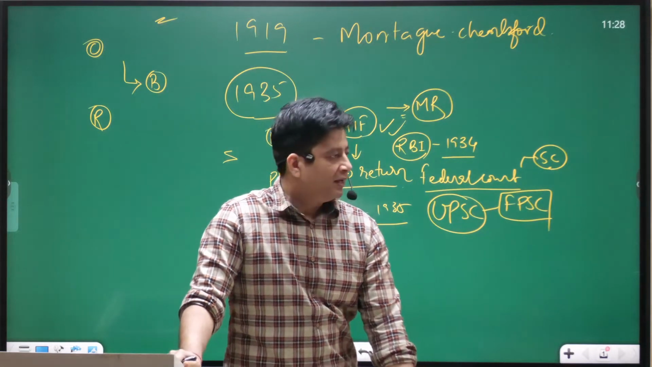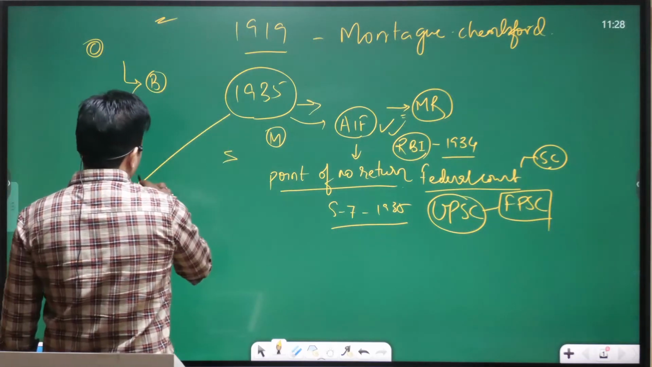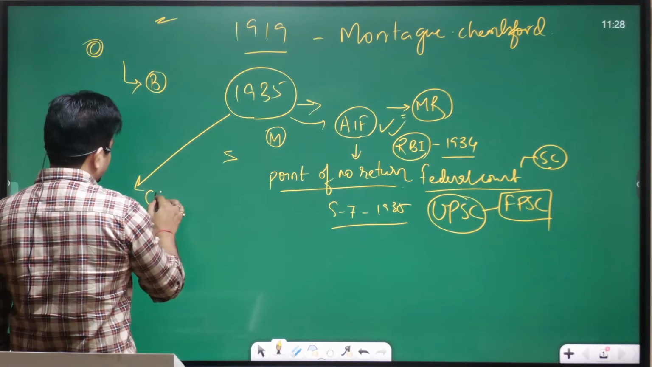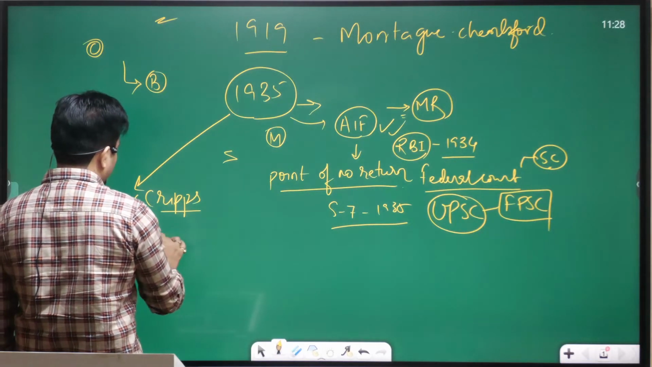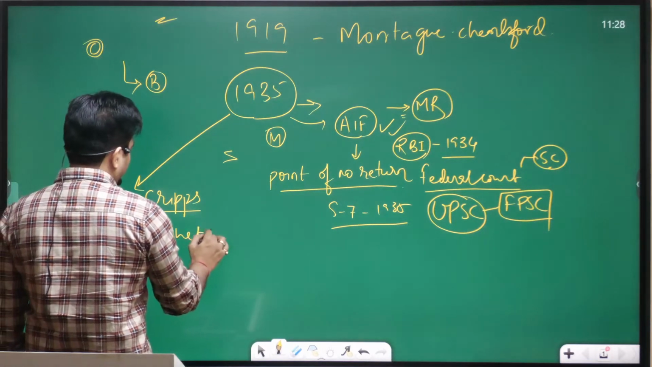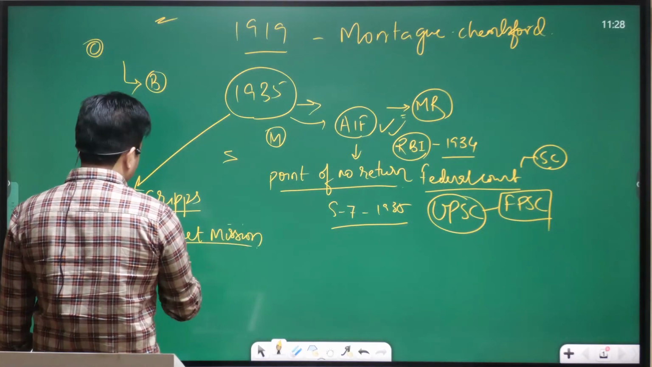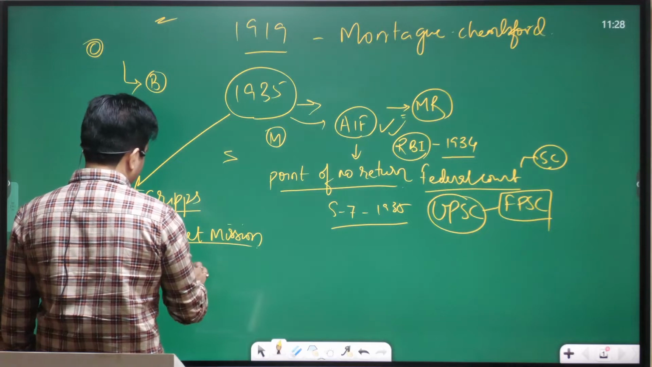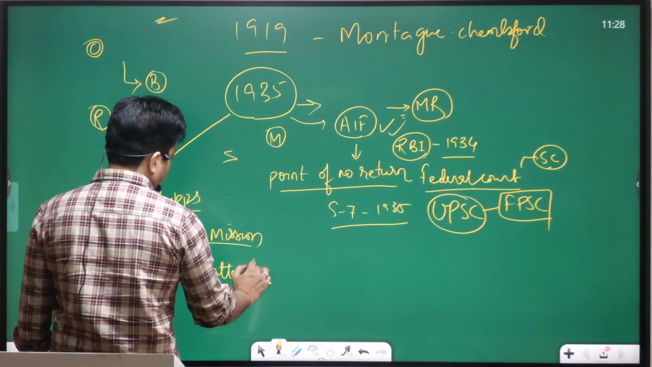Okay. Now, after this, the process of getting independence includes the Cripps proposal, the Cabinet Mission plan, and the Mountbatten plan.